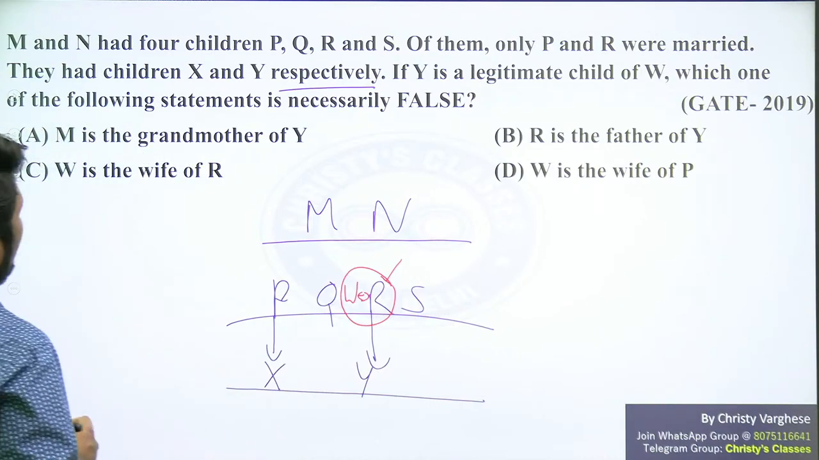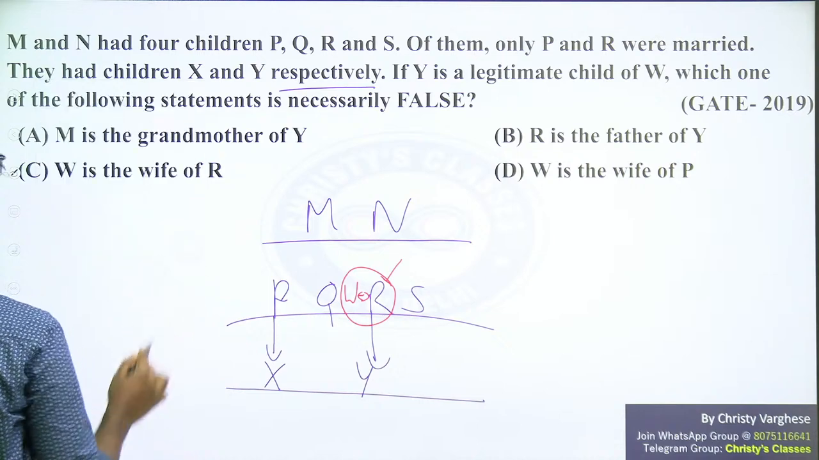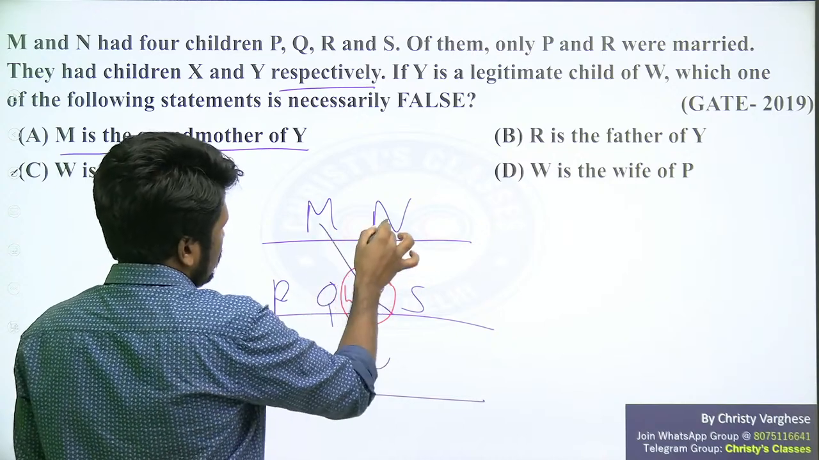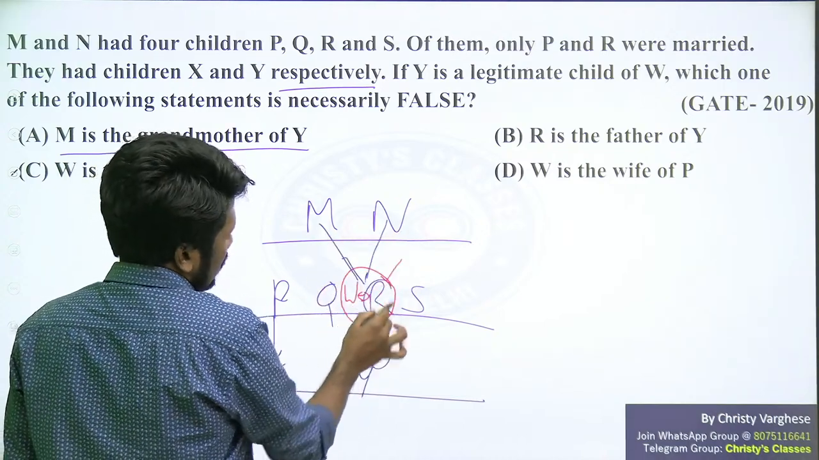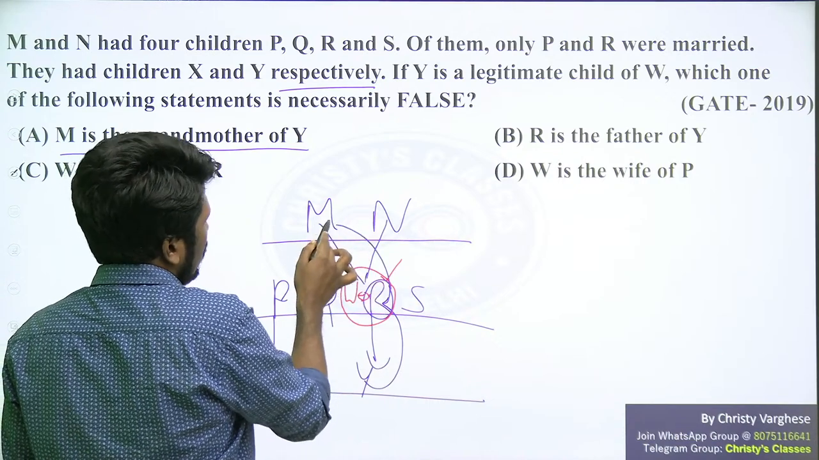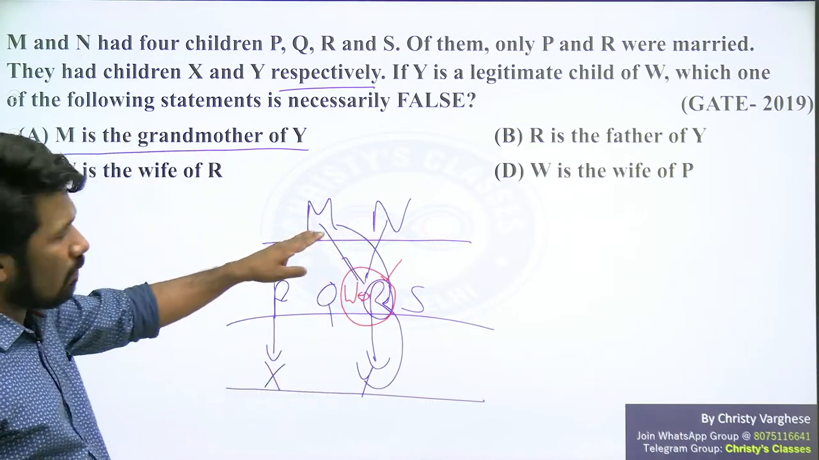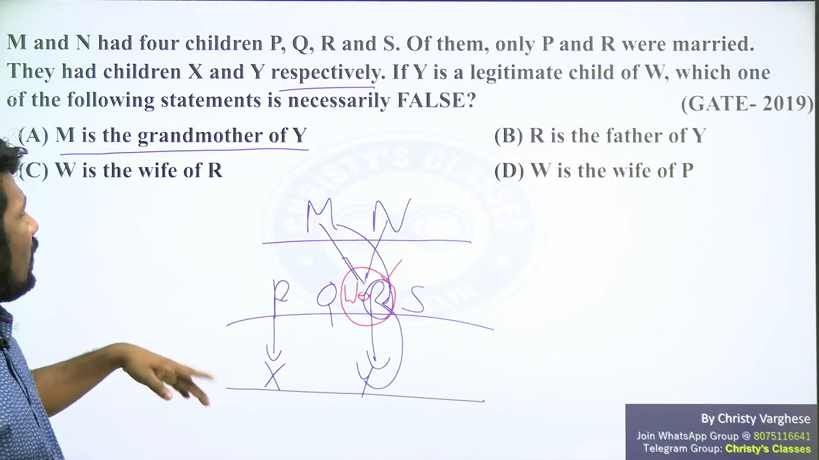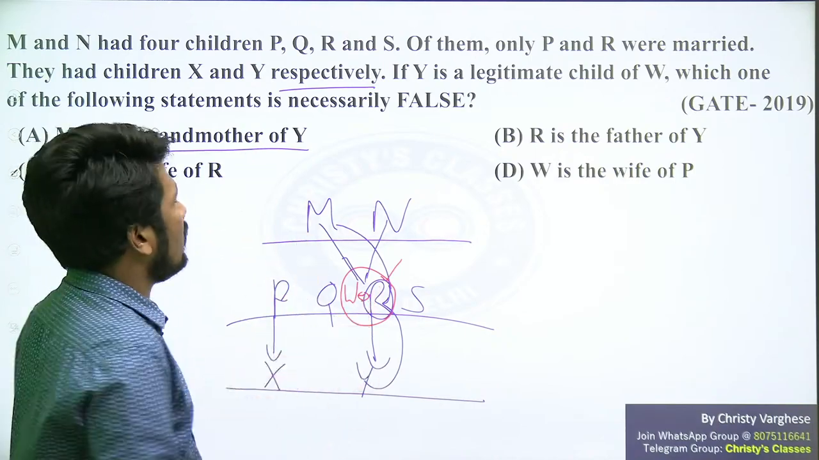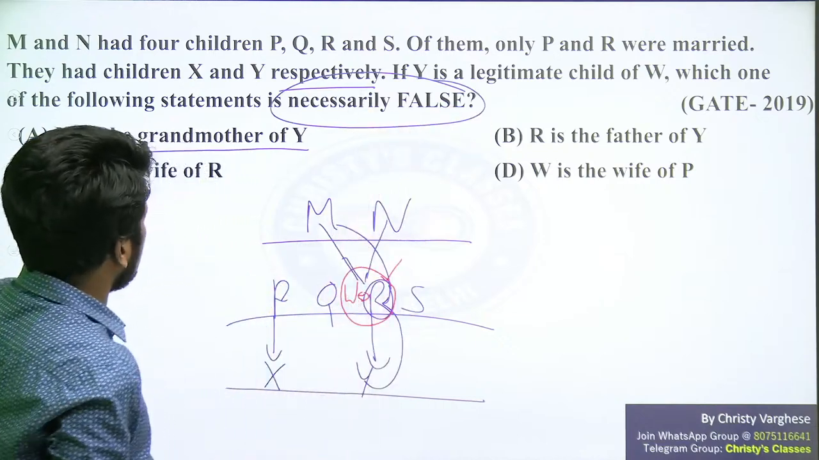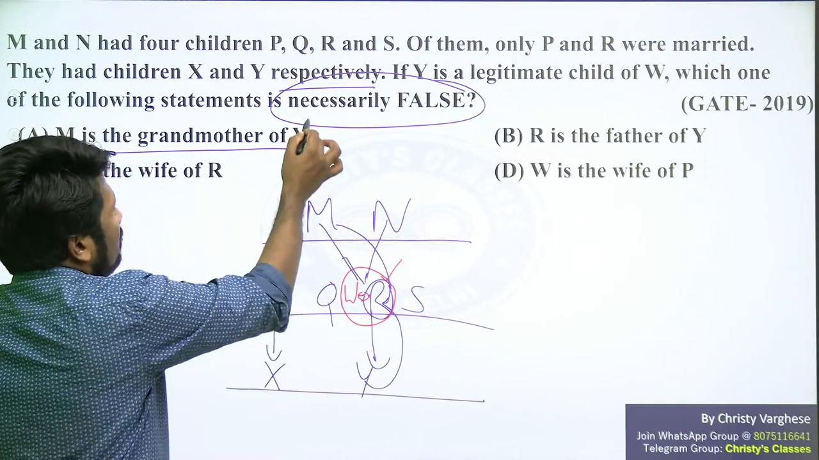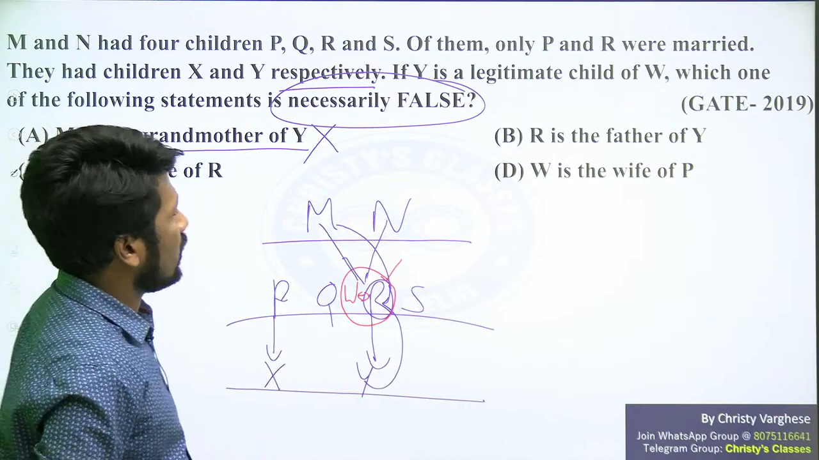So with respect to this, we need to analyze which of the following is necessarily false or always false. M is the grandmother of Y. That is totally possible, no? Because M and N's child is R. So Y's father or mother is R, and that parent's mother or father is M. M being male or female, we are not sure now, but M can be female also. So M is grandmother of Y is a possibility, not always true, but a possibility. Necessarily false means always false. This is not always false. Sometimes it is true for sure. Sometimes it is false also, but that does not matter. Always false we need, so option A cannot be the answer.